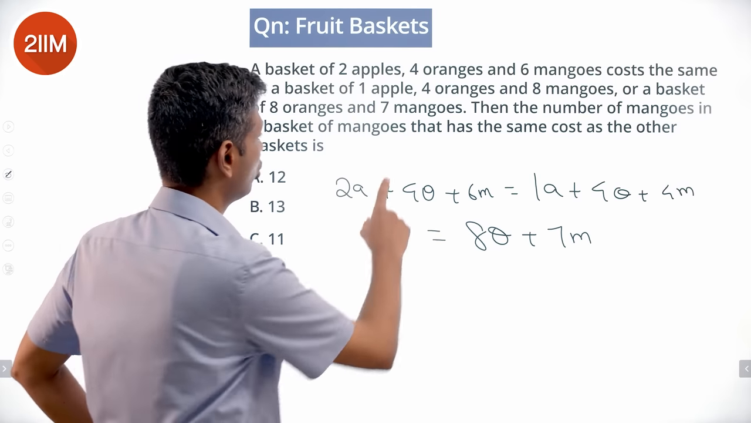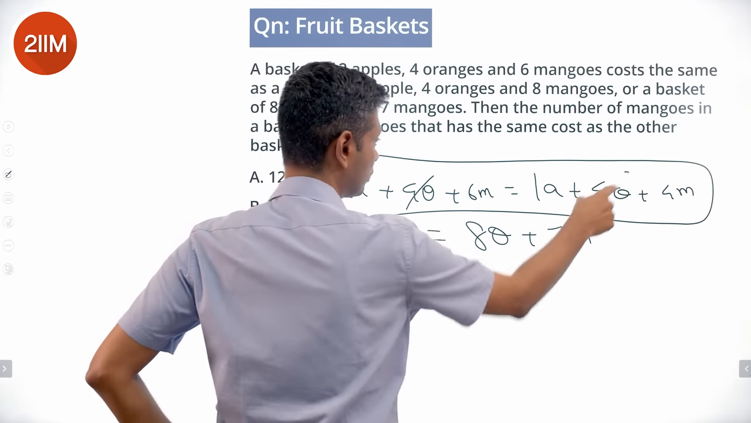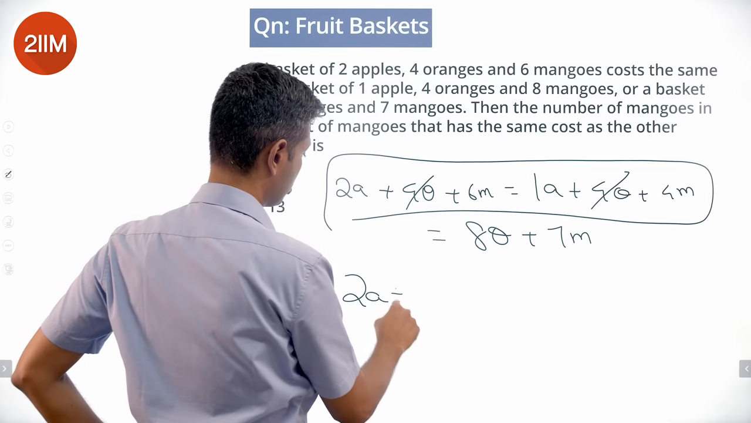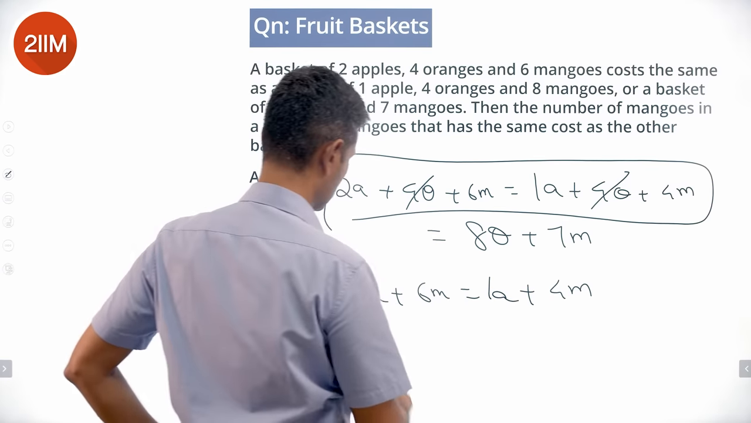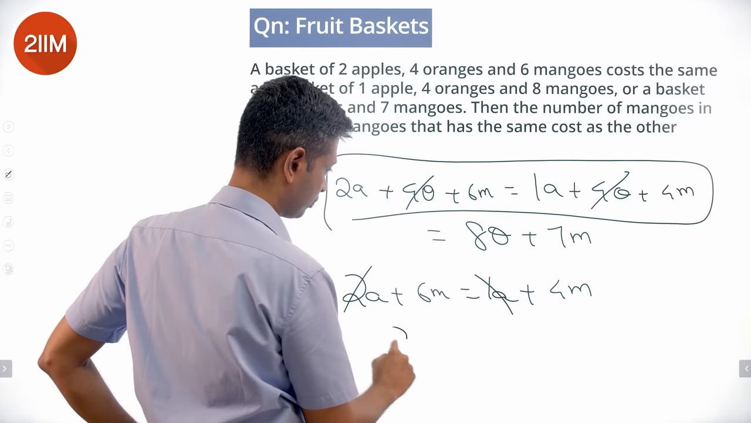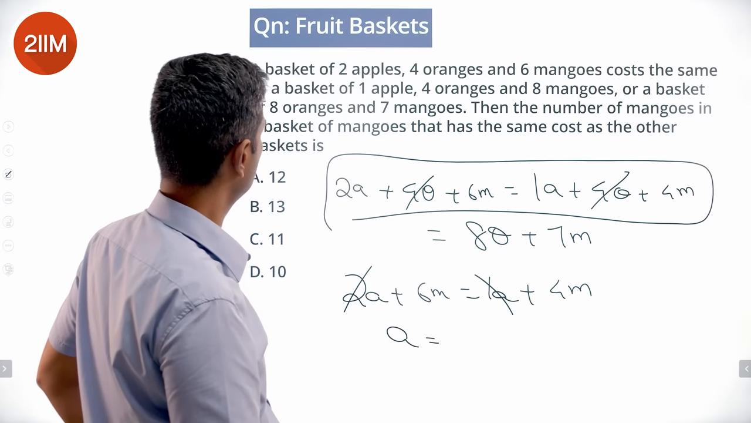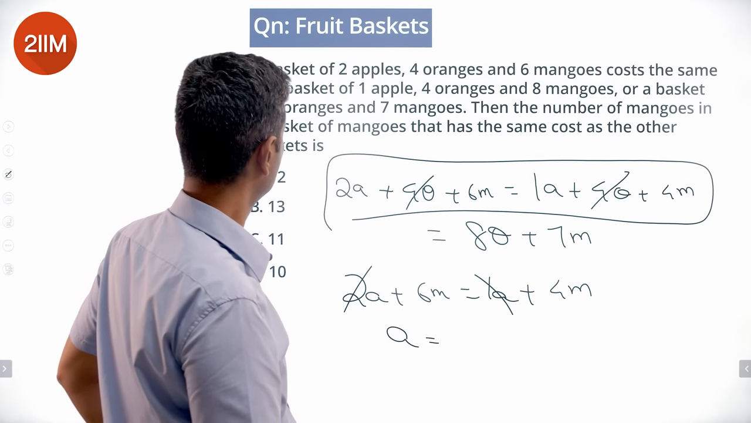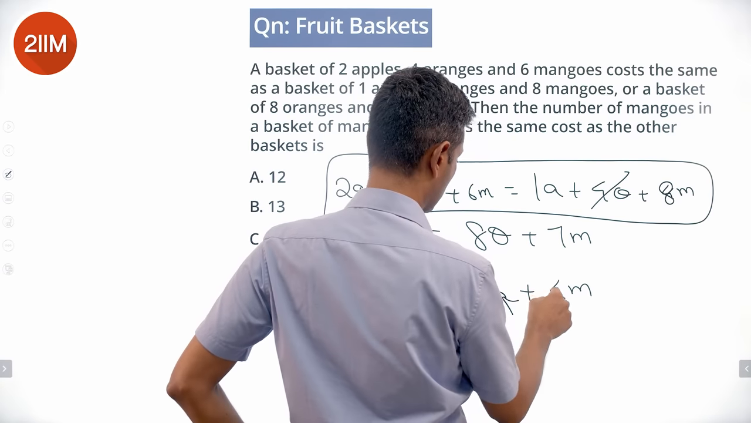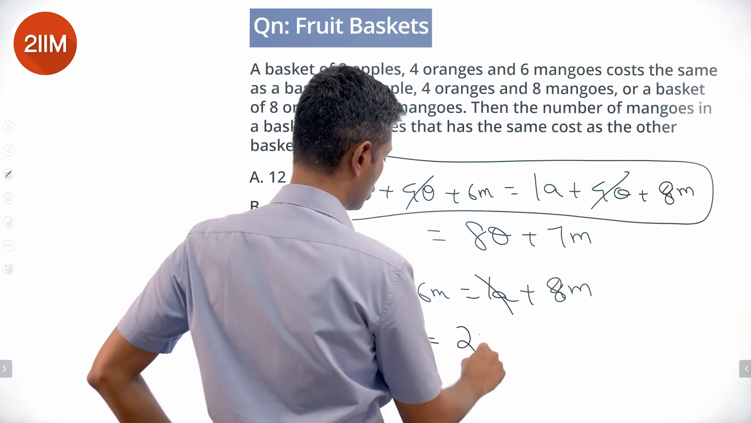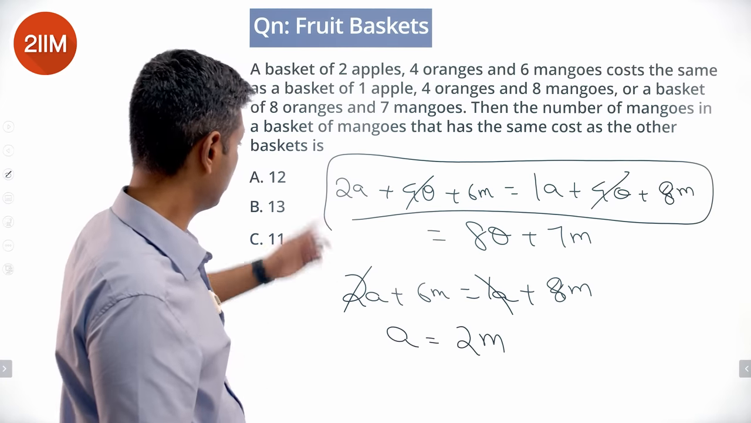Let me see, both have 4 oranges, so I'm going to use these two, cancel the 4 oranges part, and then say 2 apples plus 6 mangoes equals 1 apple plus 4 mangoes. Let me just do 2 apples plus 4 oranges plus 6 mangoes, 1 apple plus 4 oranges plus 8 mangoes. Luckily now this is 8, I made that mistake, it should be 8, an apple equals 2 mangoes. Lovely, that is helpful. An apple is 2 mangoes, we can plug that here.